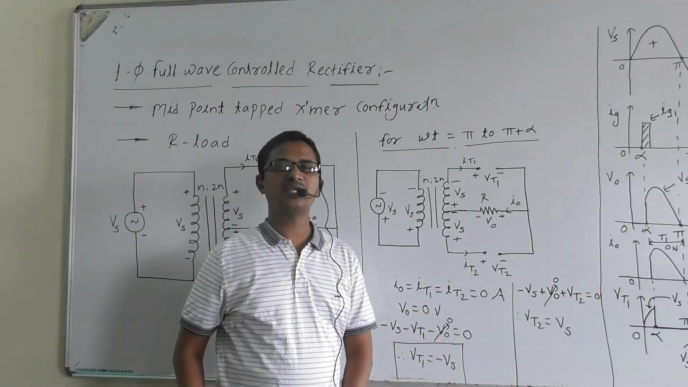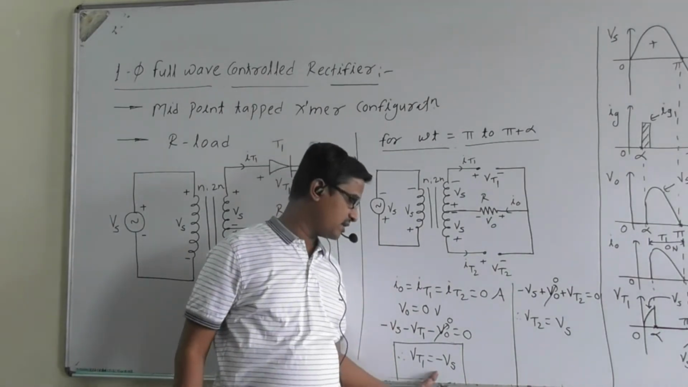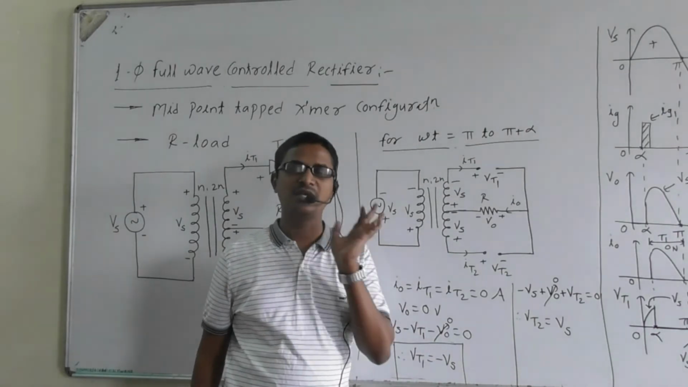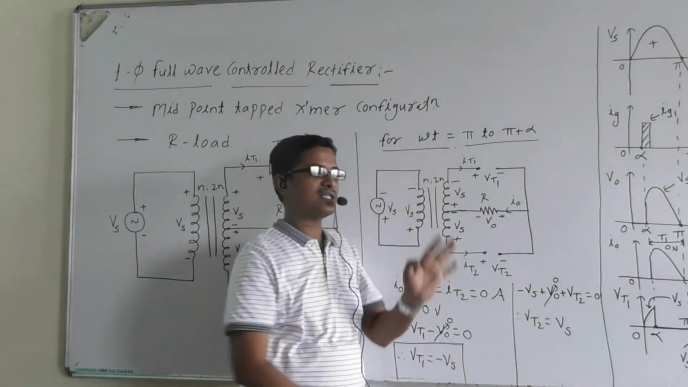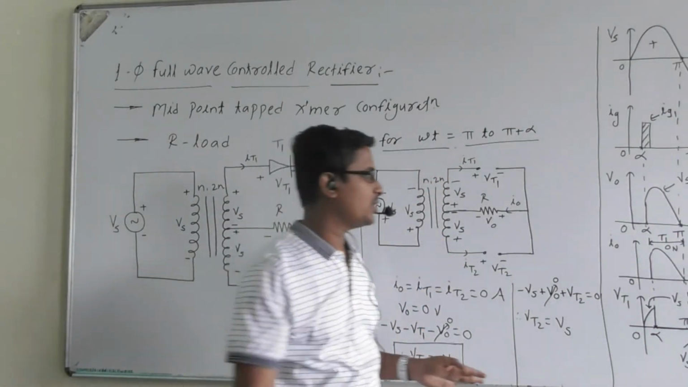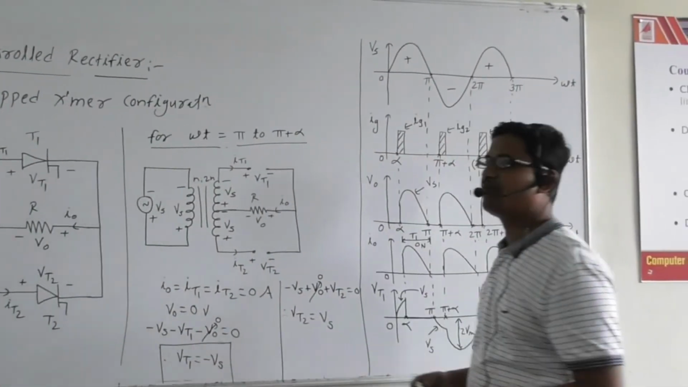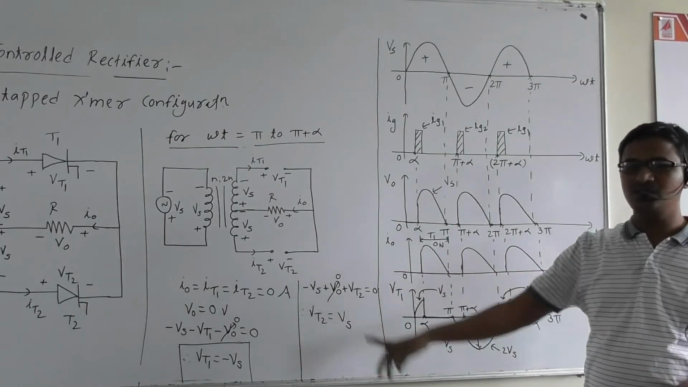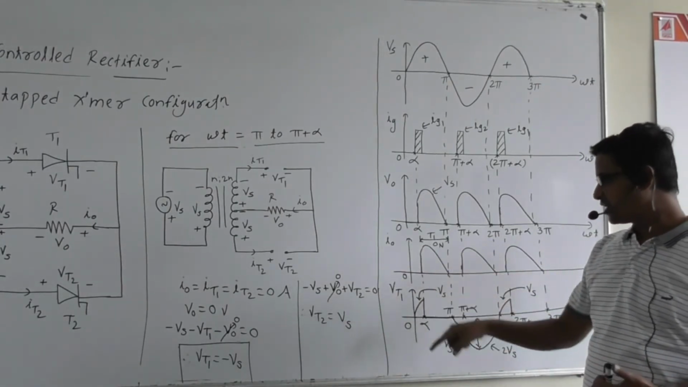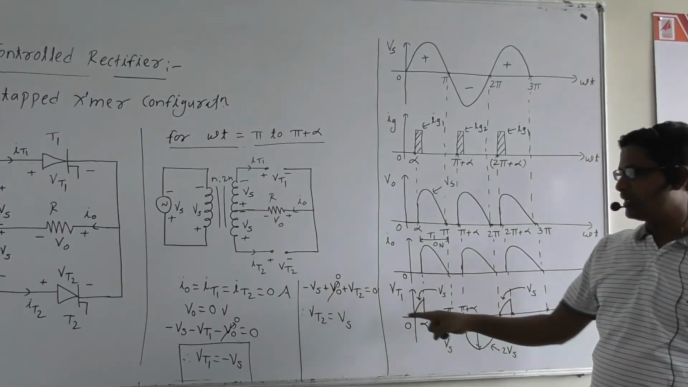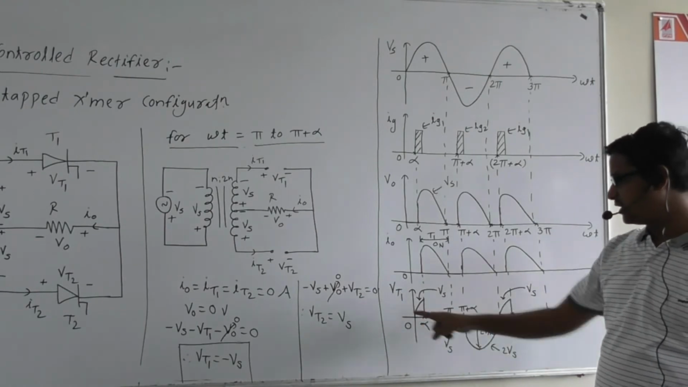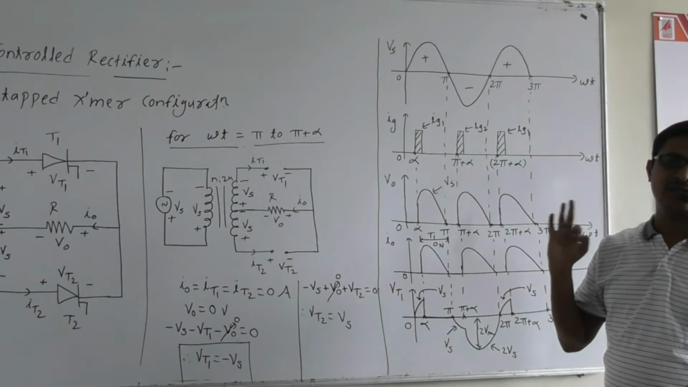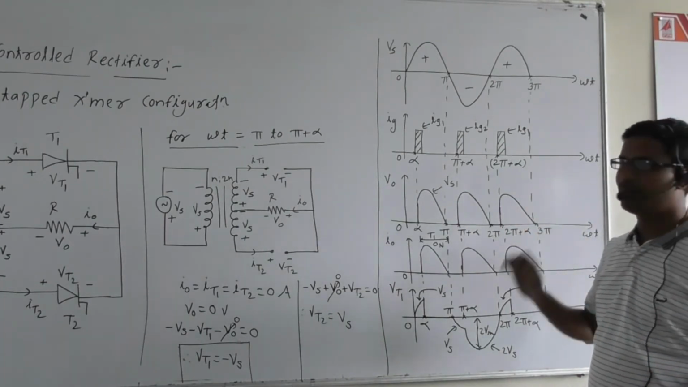Therefore, voltage across thyristor T2 is positive. Thyristor T1 is in reverse bias mode. That's why the voltage across thyristor T1 is negative. Okay, and both the thyristors are in the off state. So here from pi to pi plus alpha, V0 is 0, I0 is 0. What is VT1? VT1 is minus Vs. VT1 is negative and it has a magnitude same as the supply voltage, right? So this is for pi to pi plus alpha, right?